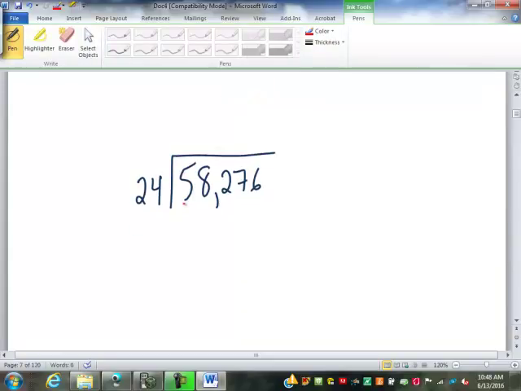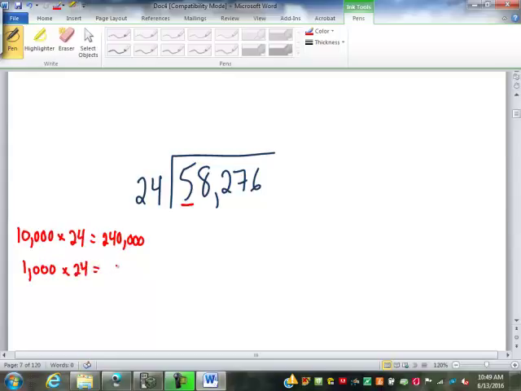The number that I am dividing, what's the place value of this first digit? It's in the 10,000s place. So I'm going to try that. What is 10,000 times 24? That's 240,000. Can I subtract that from 58,000? No, I can't. So I move to the next place value, which is 1,000.